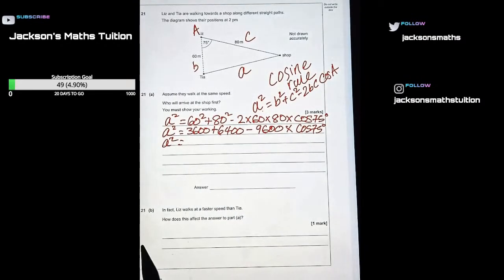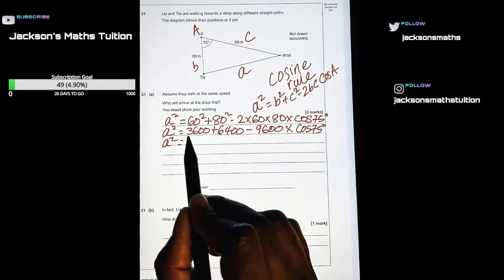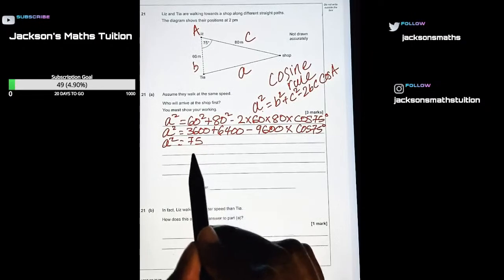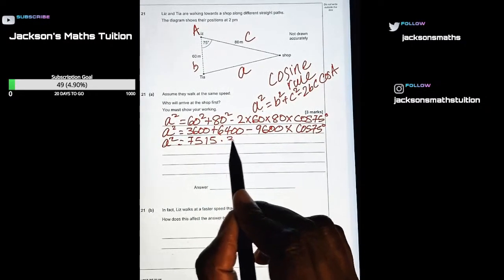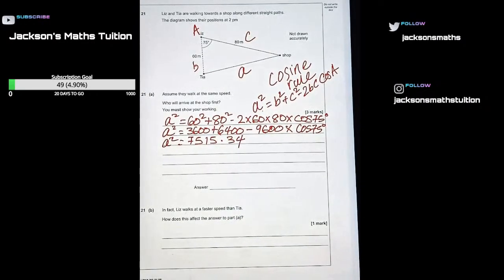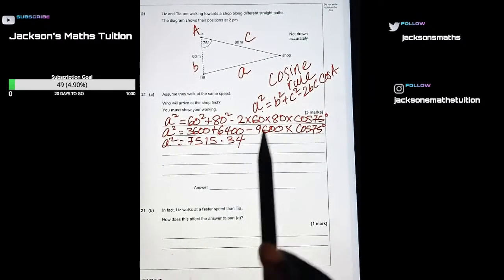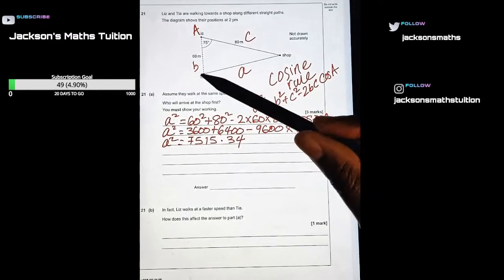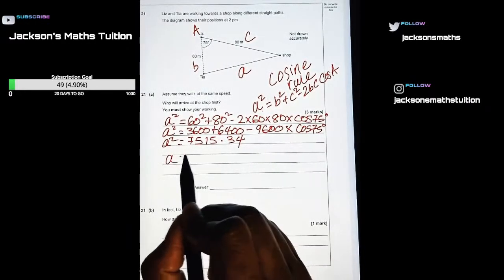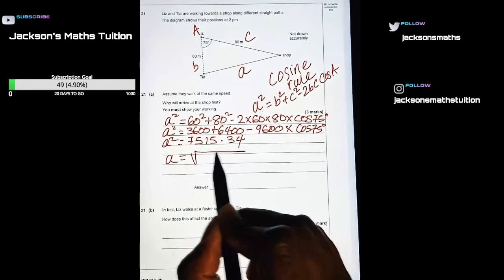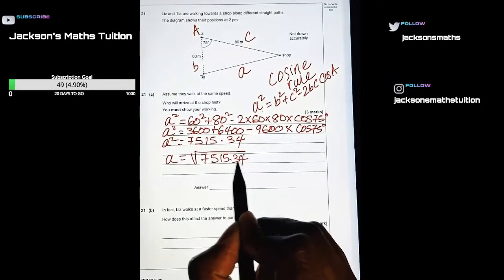Put all of that on the calculator. You can go ahead and do that. 7515.34. That's a squared. Now to get a, which is the distance Tia is going to be walking to the shop, you're going to do the inverse of squaring, which is to do the square root. So a is now the square root of 7,515.34.